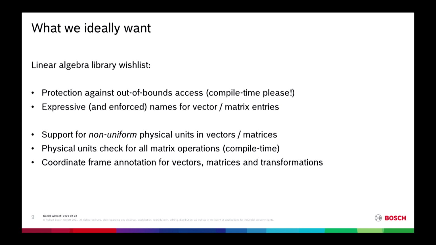And last but not least, I would also like to have coordinate frame annotations for all vectors, for matrices, and also for transformation between different vector spaces, so that you always know, okay, I have a vector in coordinate frame A, this is a vector in coordinate frame B, and transformation goes from coordinate frame A to B, and then you end up with a vector in the new coordinate frame B.